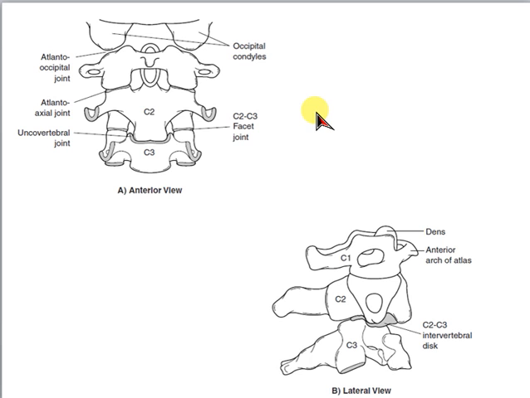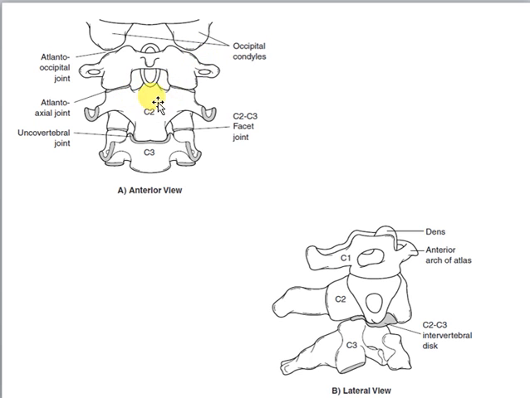Now this is the normal orientation. This is the anterior view and this is the lateral view. You can see the schematic. On the anterior side there is the dens, a tooth-like process originating from C2, and it is posterior to the anterior arch of C1, and then you can see C2 and C3, and these are the transverse processes that can be seen.